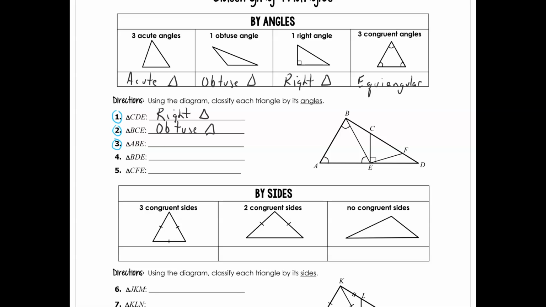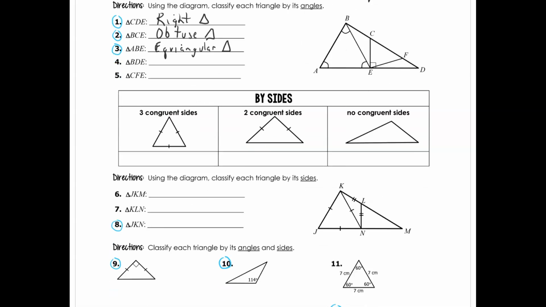All right, so triangle ABE. Let's look at ABE. So we have ABE. Now that one exactly fits the look of an equiangular triangle. So that's what we're looking at. Equiangular. Okay.